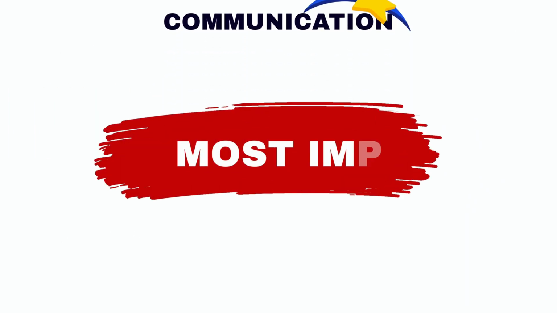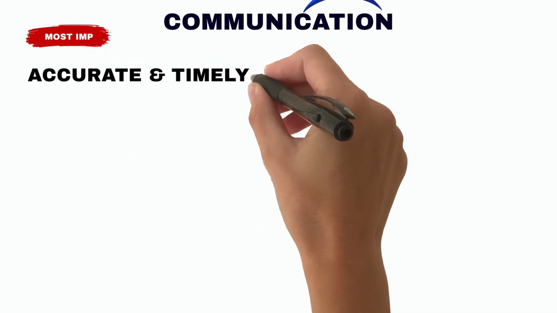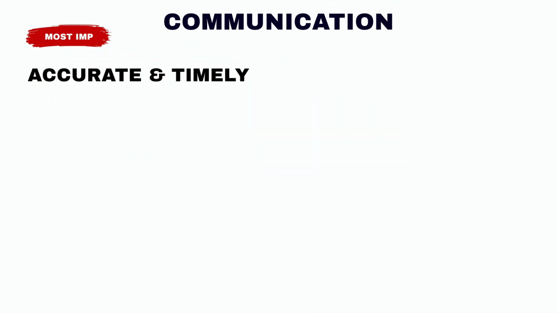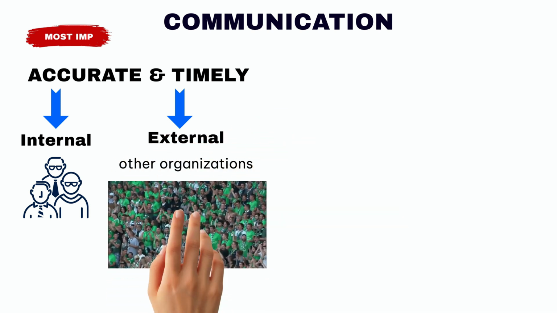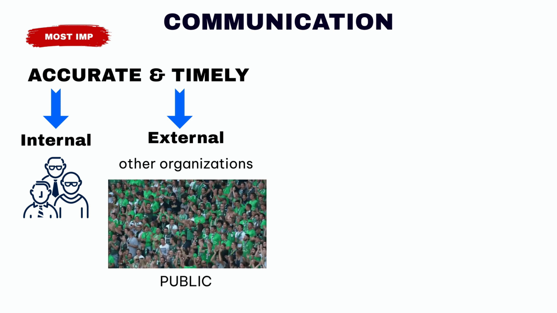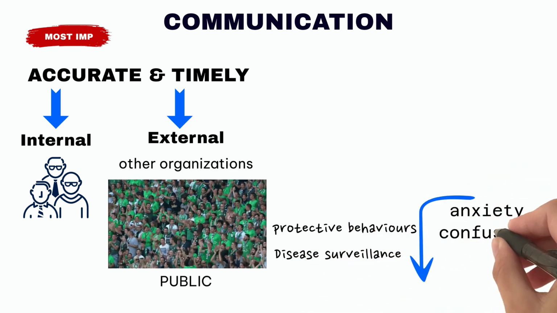This is an important aspect of managing any outbreak, large or small. Communication is about making sure that accurate, timely information gets to the right people at the right time. This can be those who are internal to the organization or those who are external to the organization, like other organizations and the public. Communicating to the public is important, especially to those who are affected by the outbreak. It allows them to adopt protective behaviors, helps with the disease surveillance, and reduces anxiety, confusion, and misinformation.